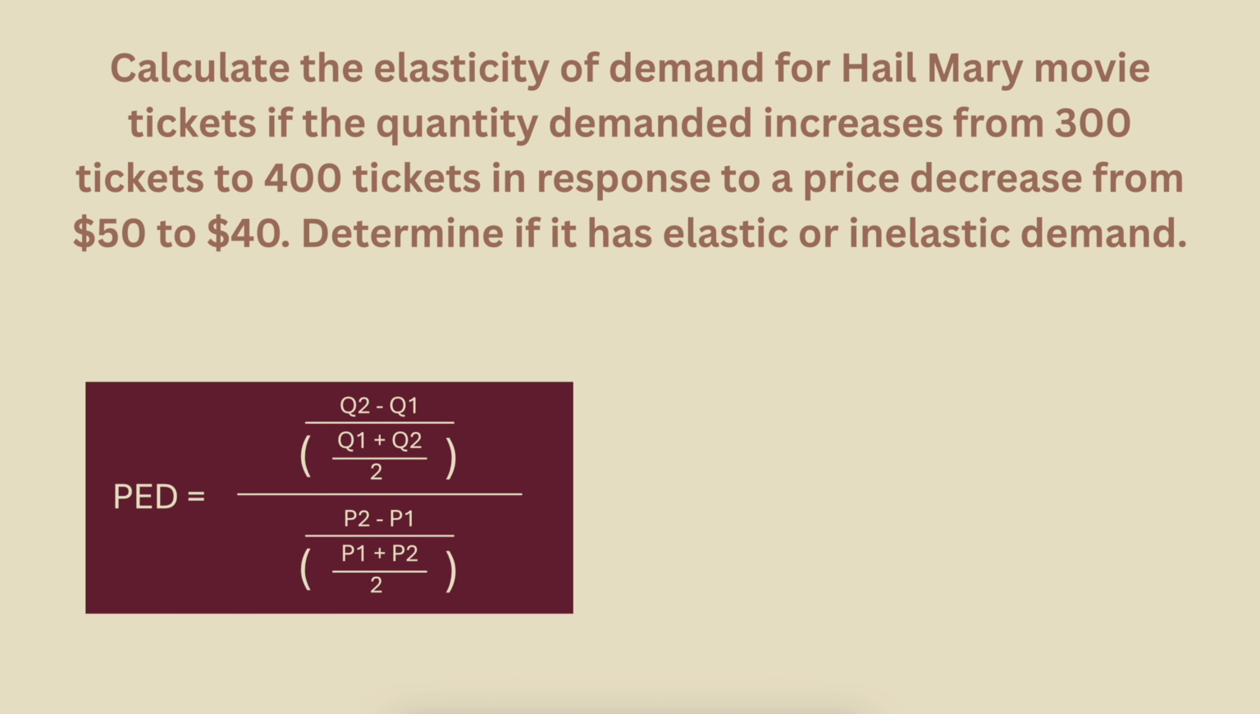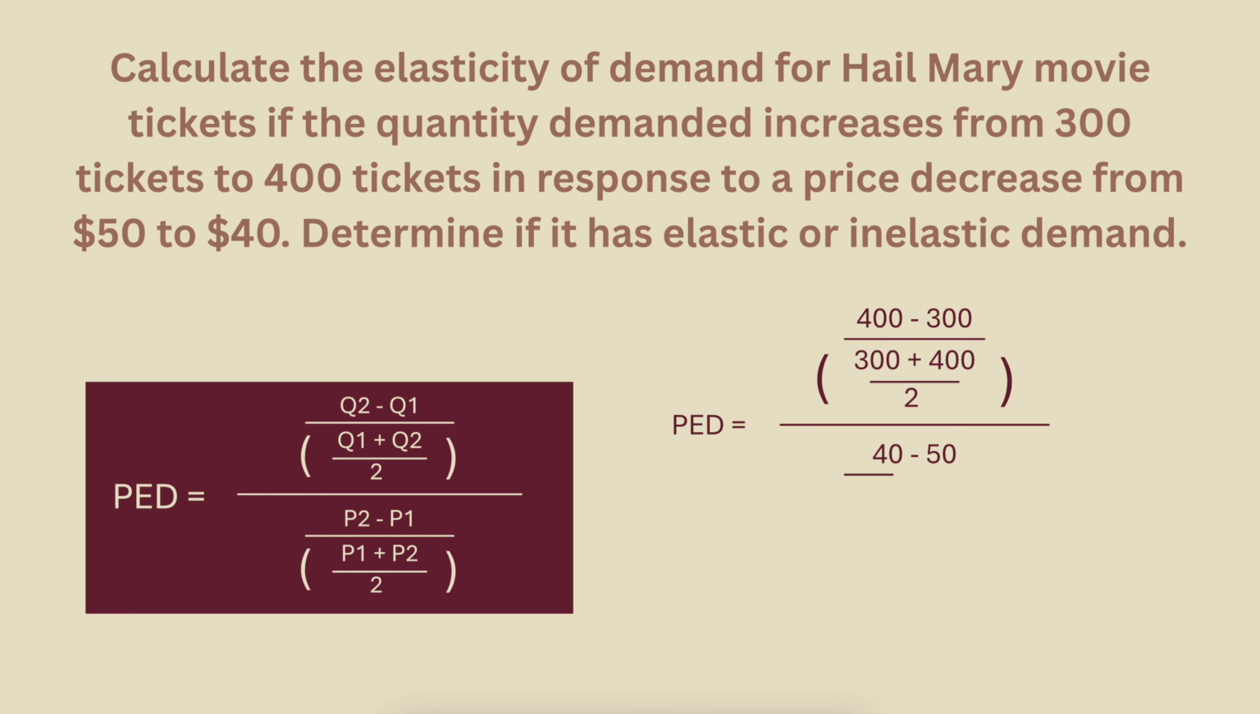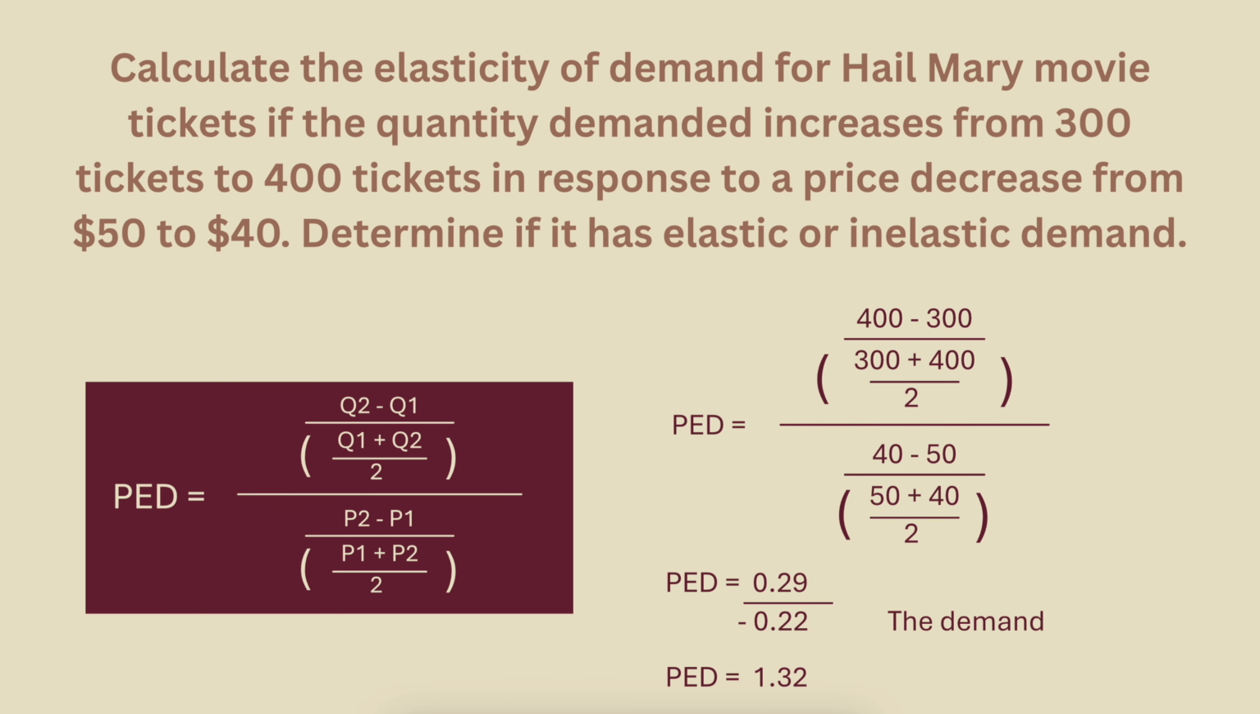Q2 minus Q1 is 400 minus 300. Q1 plus Q2 is 300 plus 400 over 2. P2 minus P1 is 40 minus 50 over 50 plus 40 over 2. The top half simplifies to 0.29, and the bottom half simplifies to negative 0.22. 0.29 divided by 0.22 is 1.32. So, because this is greater than 1, the demand for Hail Mary movie tickets is elastic.